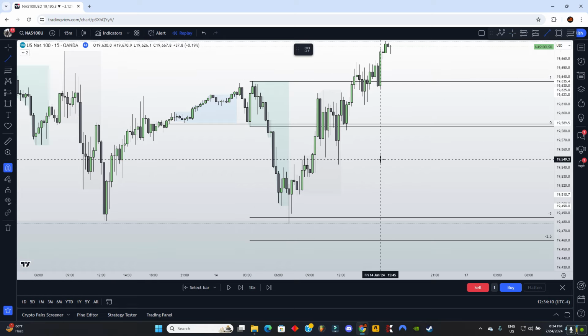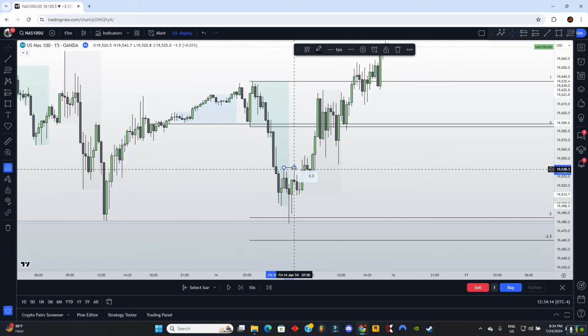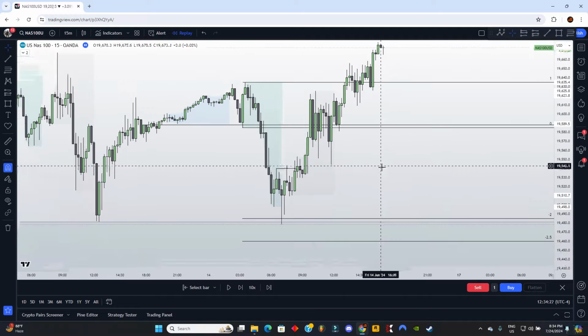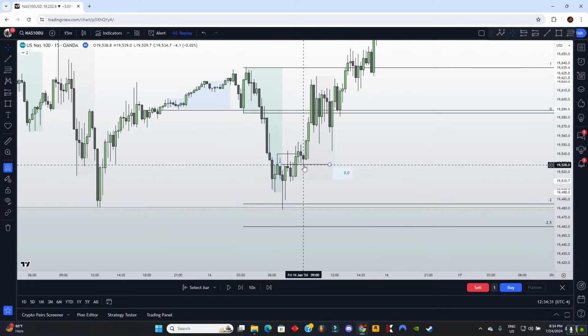So now to confirm our bias, all we're looking for is another market structure shift, right? So this right here is when we get a shift in the structure. Now this is not a clean shift in the structure because we have a wick, but I still would consider it. However, over here we have a body closure, and then you can see how price just kept going up, right? So this could be your first entry from this order block.